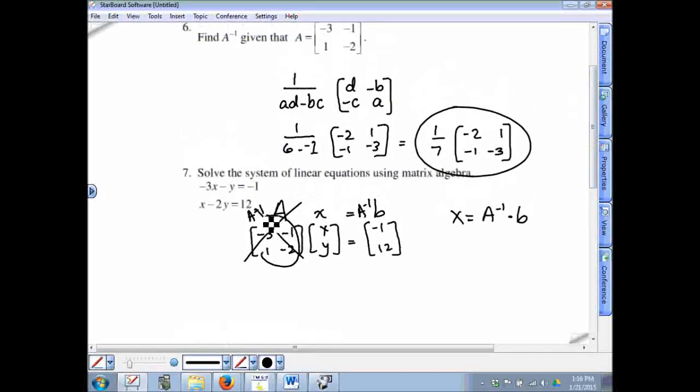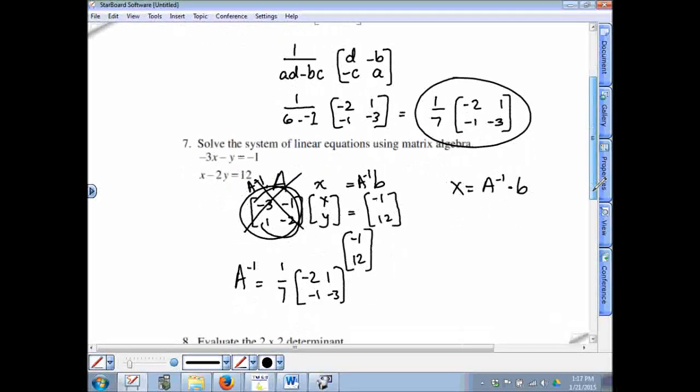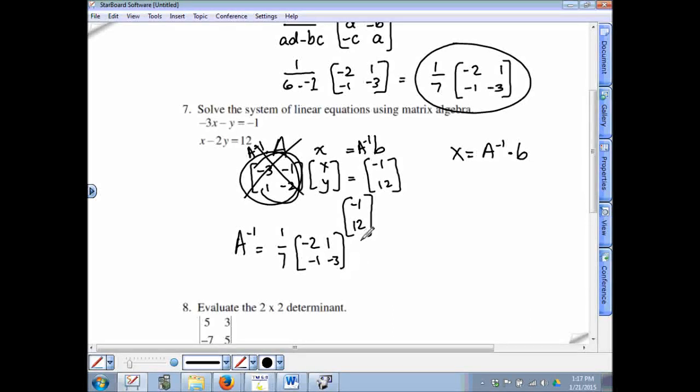Well, if you look closely, this matrix right here, 3, -1, 1, -2, that's the matrix from question 6. We already found the inverse. The inverse is right here. So according to this, we take the inverse and multiply it by matrix B. This is matrix B right here. And you leave the 1/7 out of it.